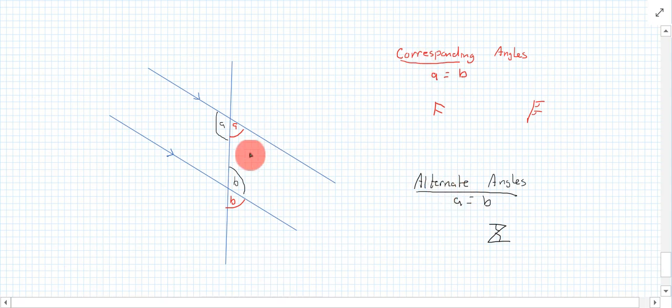So your corresponding angles are these two guys here. You're looking for the F, the two angles in the F. So there's 1 and 2. So this one corresponds to here, this one corresponds to here, and then you have this one, which relates to the Z.